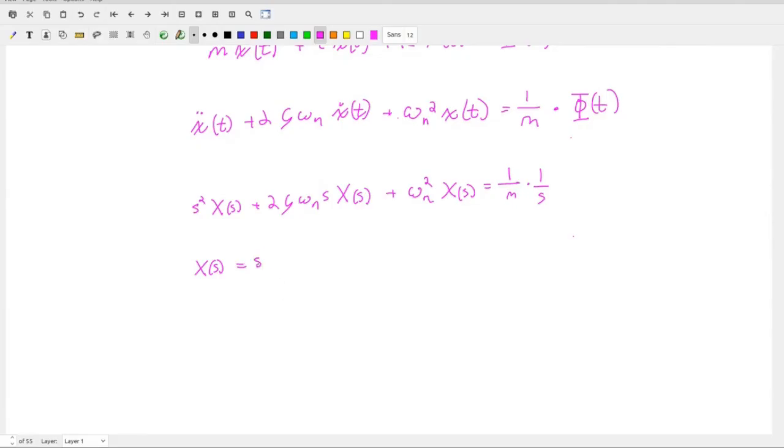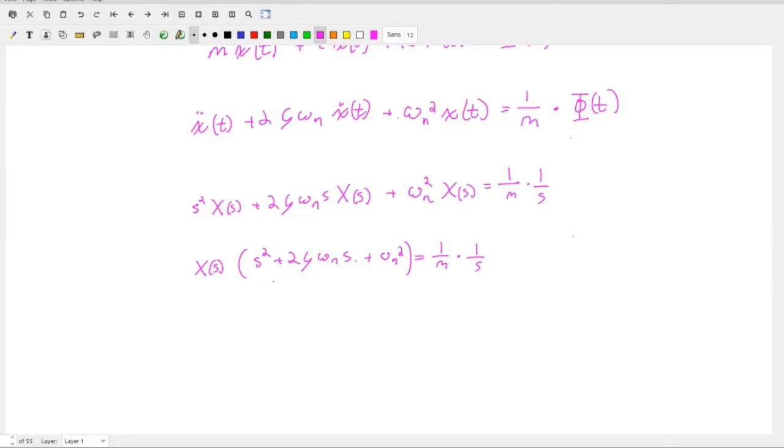let's just go ahead and write it. S squared plus 2 zeta omega n s, oh, definitely not that, plus omega n squared is equal to 1 over m times 1 over s. And now, oh, sorry, that is multiplied.